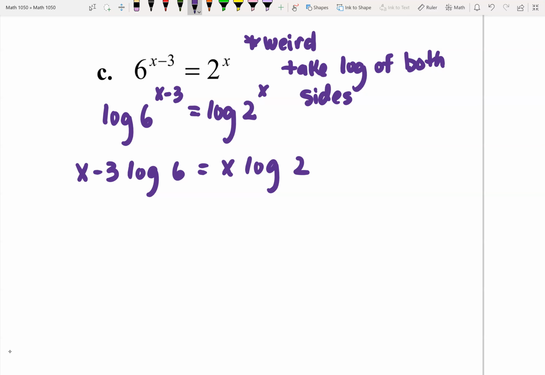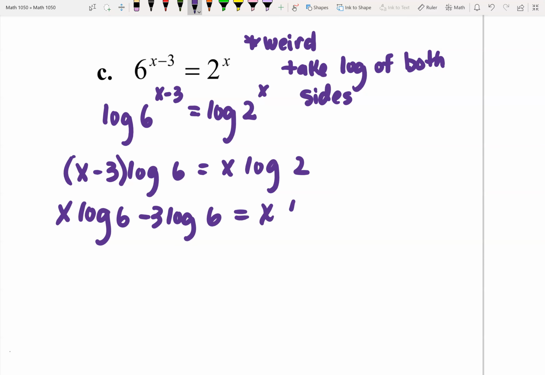Does the x minus 3 need parentheses around it? Why do you have to put the x minus 3 in parentheses? Because it would just distribute only the 3. Yes, they're both supposed to be multiplied by log 6, not just the negative 3. So be careful. Now let's distribute. And you have x log 6 minus 3 log 6 is equal to x log 2.